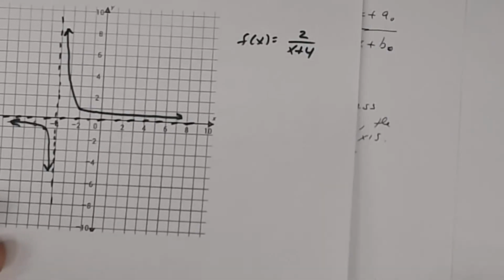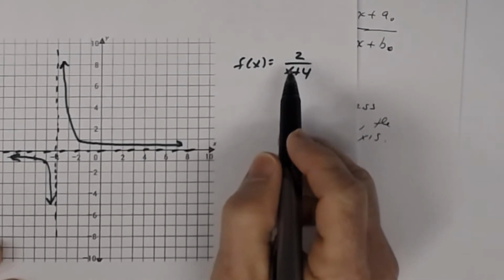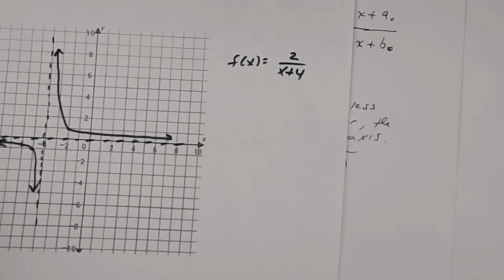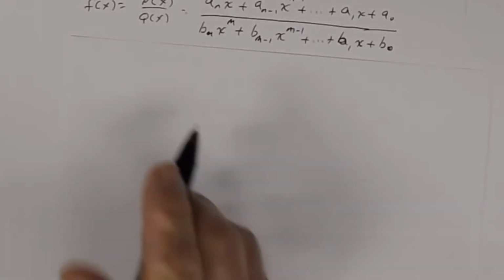All right, so look at an example of this. I want to show you an example before we go to number 2. So over here, notice that we have this, f of x equal 2 divided by x plus 4. So I'm going to go ahead and write that down. So f of x equal 2.